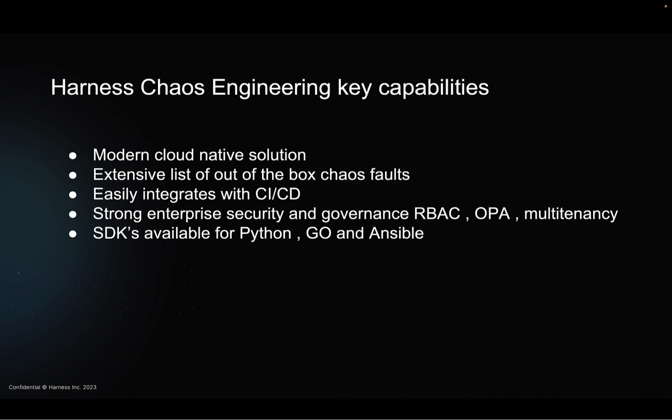So what is Harness chaos engineering? Well, it's a modern cloud-native solution, has an extensive list of out-of-the-box chaos faults, easily integrates with your CI/CD system, and has strong enterprise security and governance: role-based access control, Open Policy Agent, multi-tenancy, and extensibility through SDKs available for Python, Golang, and Ansible.